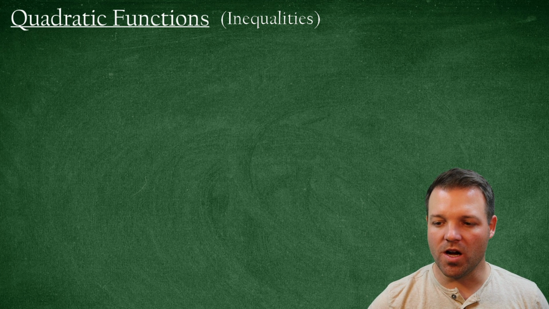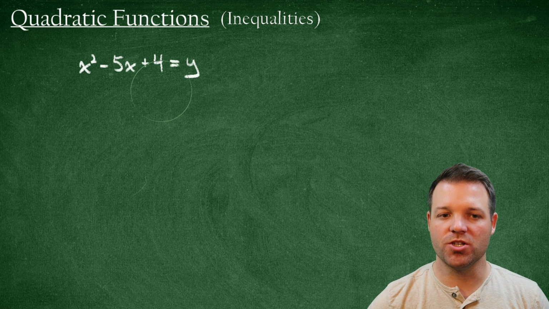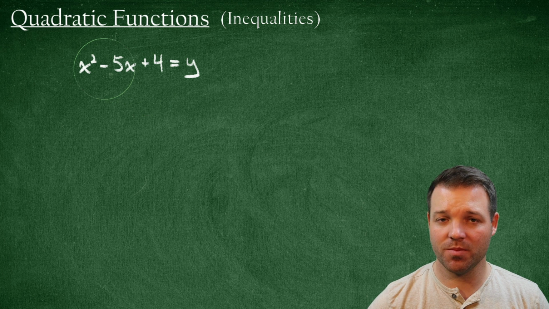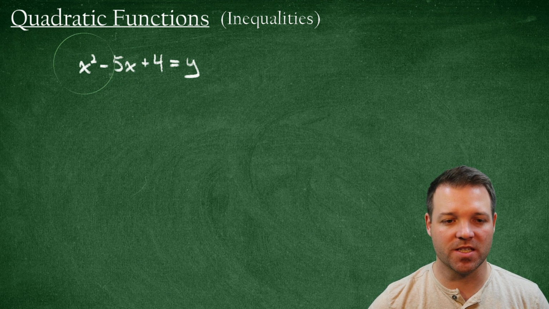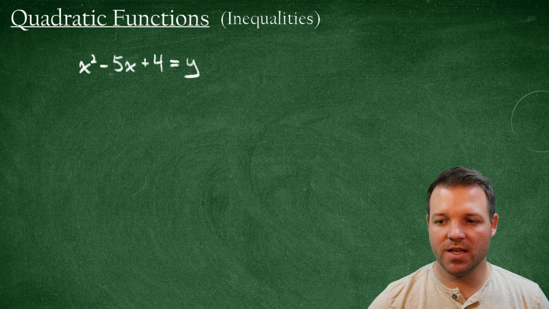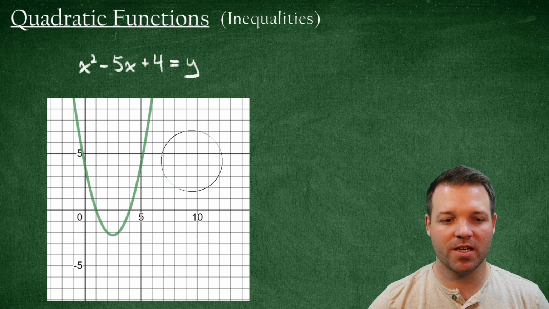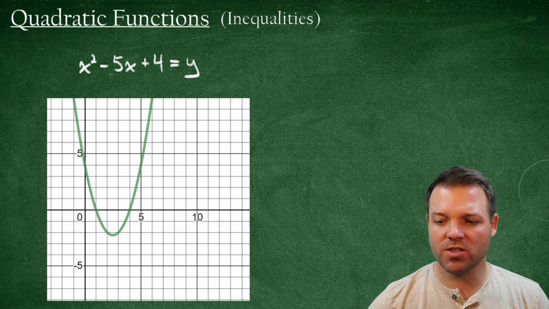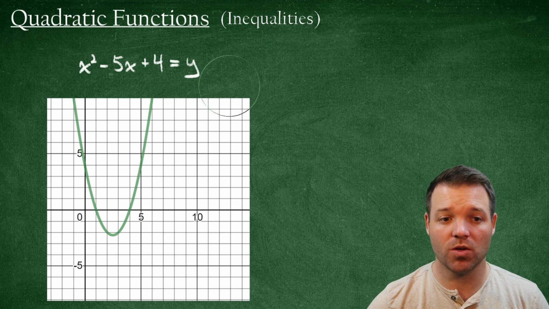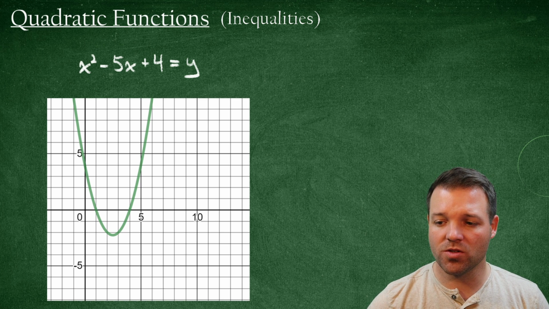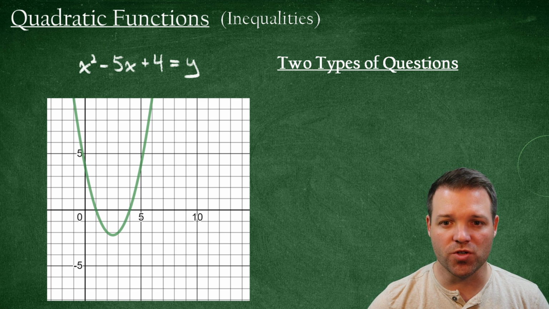Alright, let's start off with a quadratic equation, which I know is a quadratic because the degree is 2, or the highest exponent, and it's an equation because we're using the equal symbol. And so if we were to graph this, we'd end up with this parabola here. And we're going to talk now about the two types of generic questions that deal with inequalities with quadratics. So let's go ahead and bring up the first one.